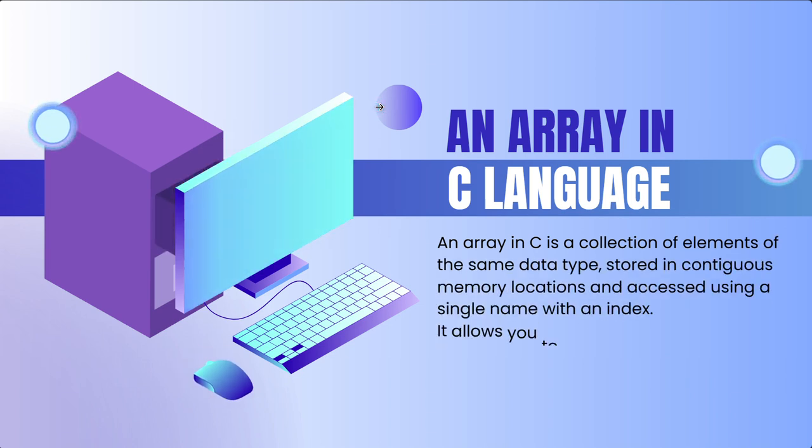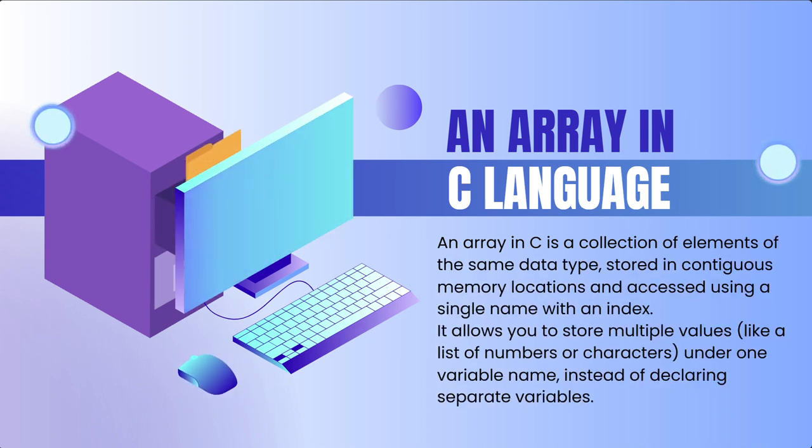An array in C language is a collection of elements of the same data type stored in contiguous memory locations and accessed using a single name with an index. It allows you to store multiple values, like a list of numbers or characters, under one variable name instead of declaring separate variables. So a group of same data types are stored in an array. That is basically an array. We will understand how to declare an array in the coming slides.